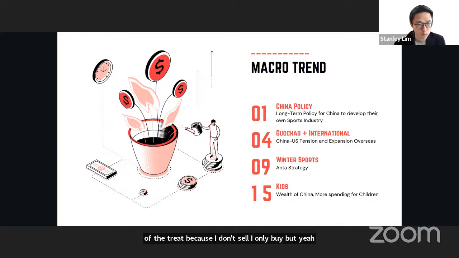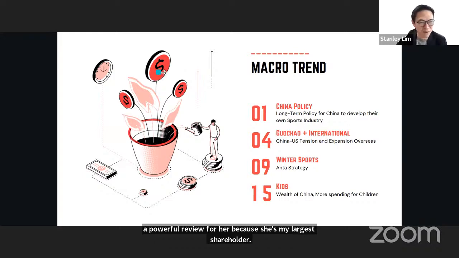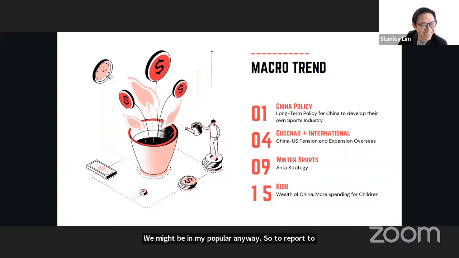And I check my portfolio very, very seldom as well. Typically, I check them maybe every half a year. Sometimes if things are not much different, I can go on a little bit longer. Sometimes, but when my wife asks me, then I have to do a portfolio review for her because she's my largest shareholder with my portfolio anyway. So I have to report to the board of directors.